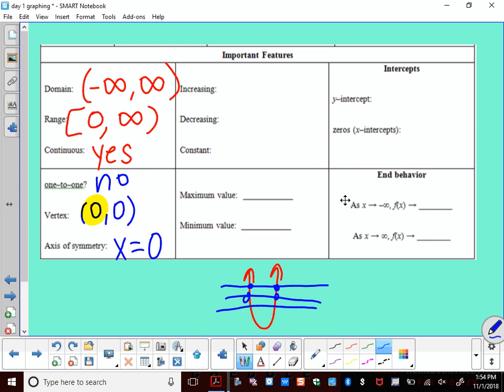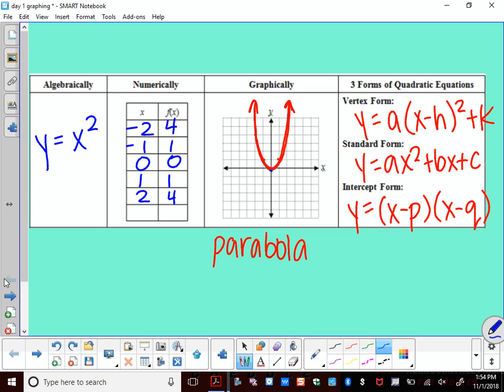Alright, increasing and decreasing. If I draw a line, you guys can draw a dotted line. So I'm drawing a dotted line between where it changes directions.